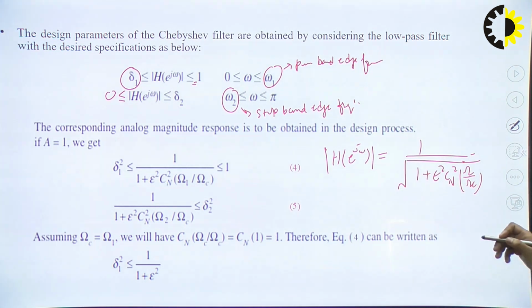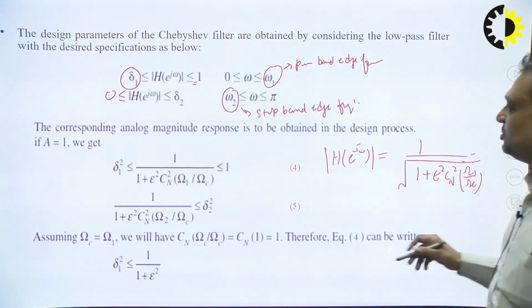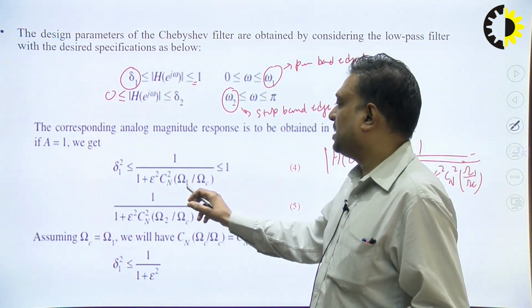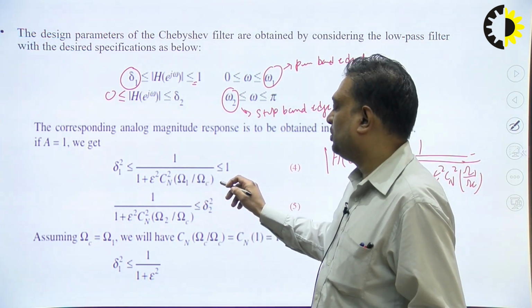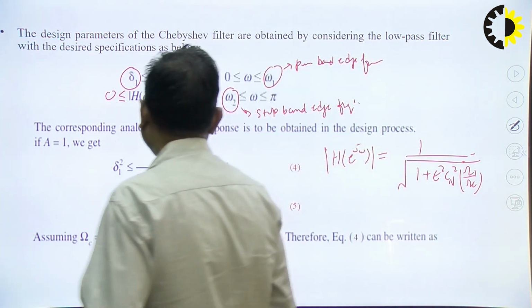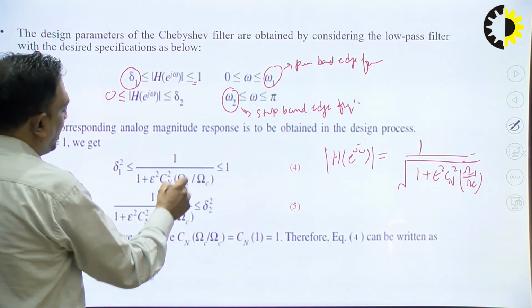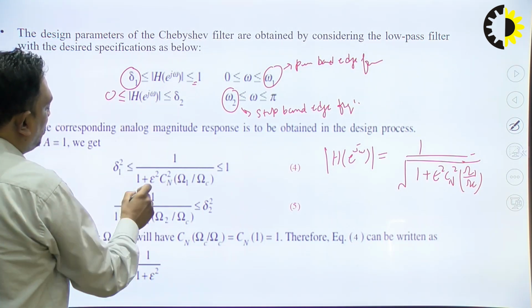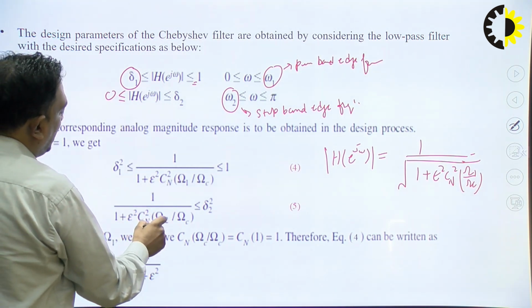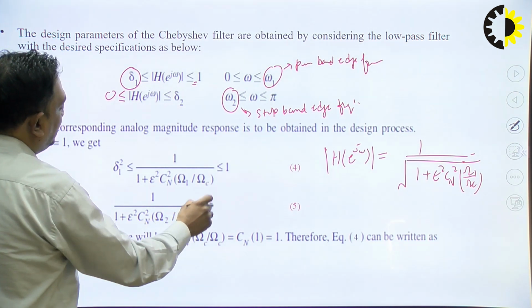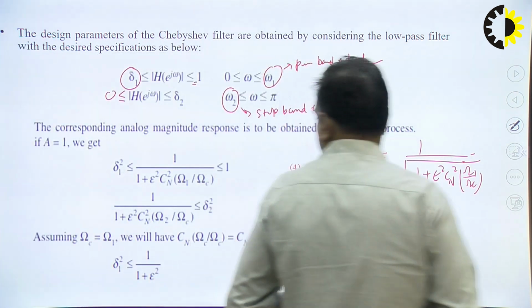But we are taking it for the passband. In case of the passband, the passband edge frequency is omega 1. That's why we have written 1 upon 1 plus epsilon squared Cn squared of omega 1 by omega c. And similarly here, the stopband edge frequency is omega 2. So we can write 1 upon 1 plus epsilon squared Cn squared of omega 2 by omega c is less than delta 2 squared.